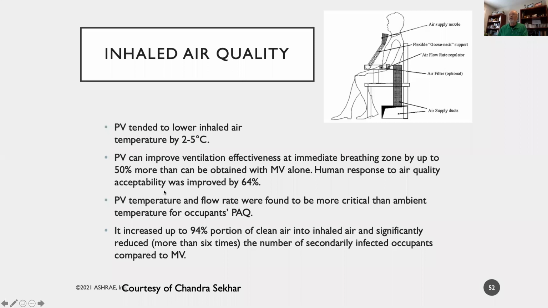So personal ventilation also tended to lower the inhaled air temperature because you can put it right at the person. And it may not be like this with the nozzle and gooseneck that's up there, but it can also improve ventilation by 50% or more than you can do with mixing ventilation. And the human response was better. So part of what we do with indoor air quality is how do people respond to the air? Their response is better. Okay, here's a tool that if properly used is going to get a better response on their perception of the air quality. And it was found that the temperature and flow rate were more critical than the ambient temperature.